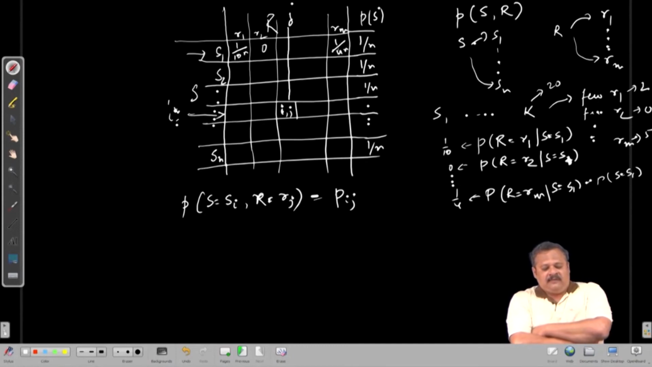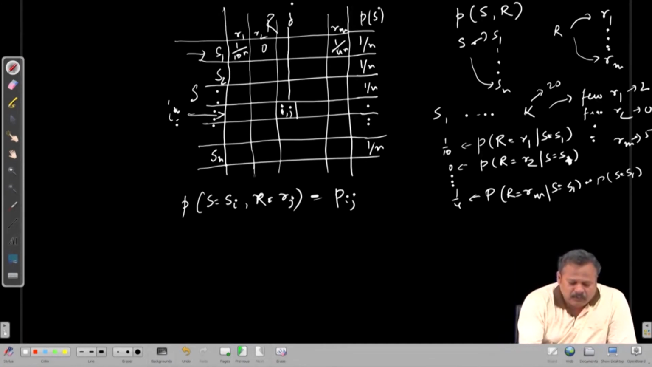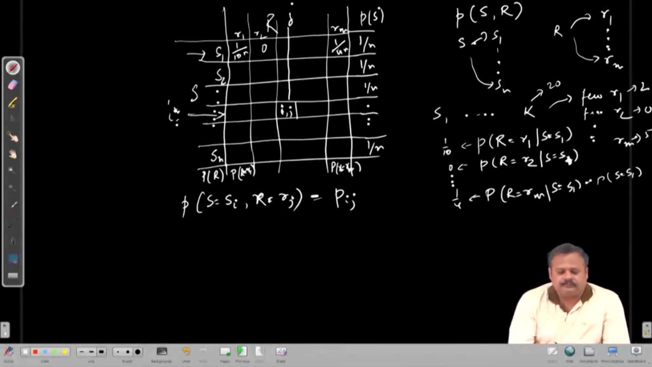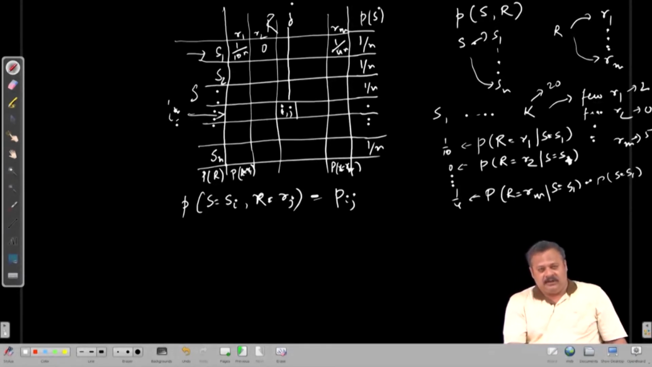So now, with the different i's and j's given the experiment, we can fill up this matrix, and by summing these along the columns, we have the marginal probabilities of R, that is P of R, R equals R1 up to the probability of R equals Rm. So all the components required to compute mutual information are present.